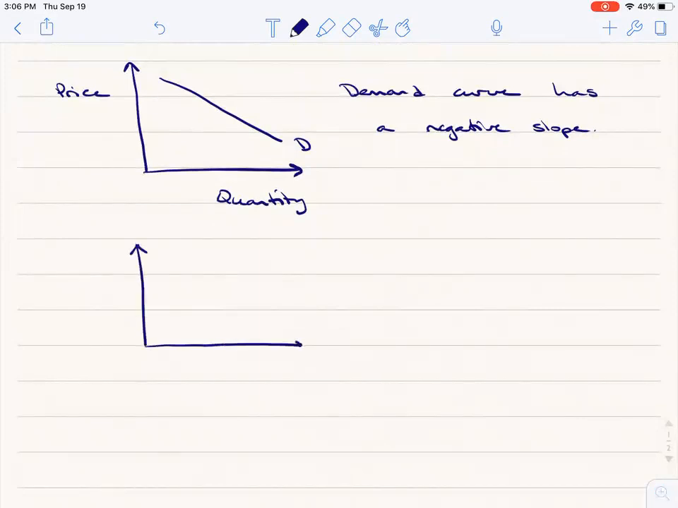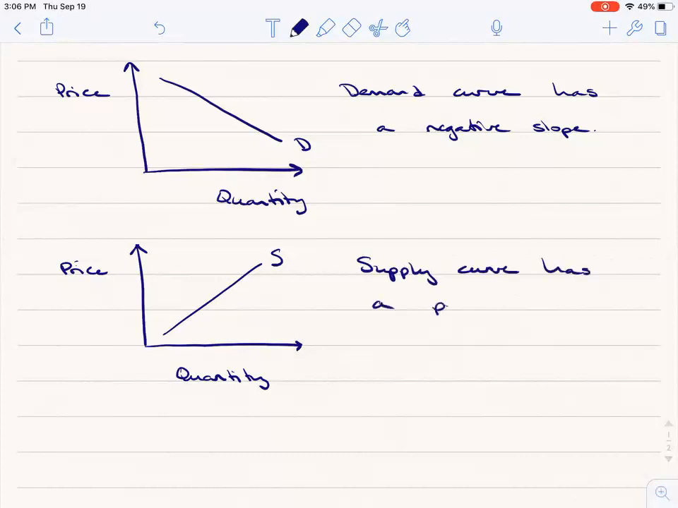And same idea, we've got price and we've got quantity. The supply curve is going to be going up, right? If the price is low, I don't want to supply that many. If the price is high, I want to supply a lot. Right? And so the supply curve has a positive slope.